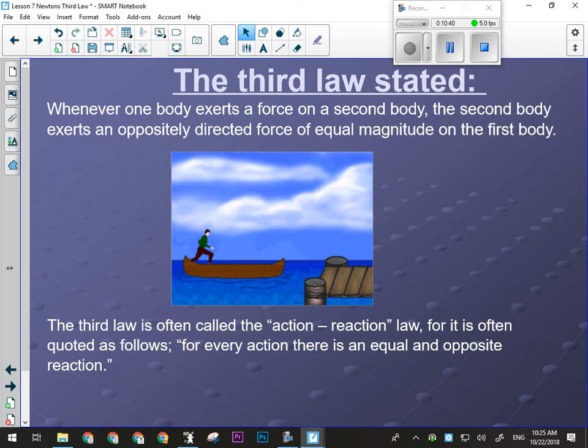So, what's the key, though, to making this work? Nope, the canoe doesn't have to be moving forward. He's going to run. The canoe is stationary. He doesn't have a paddle. That's why he has to do this. See? No paddles. So, he's trying to get onto the dock. He's going to run along the canoe and jump off and onto the dock.